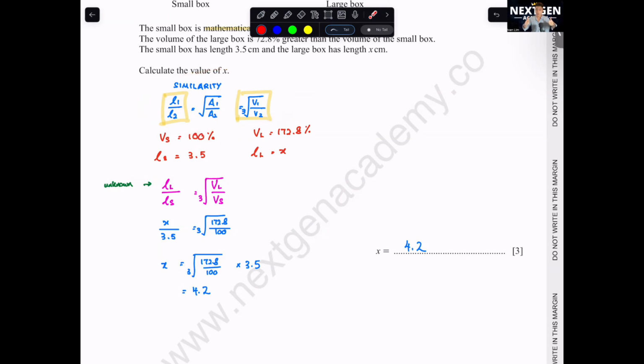Good. If you have done this, I want you all to mark it. I'll send this to you all, and then I'll brief you on what I want you all to do. So this is it for ON 2024 paper 22.